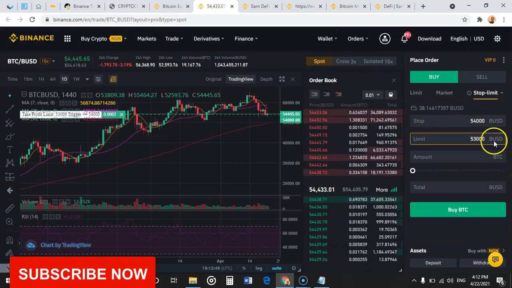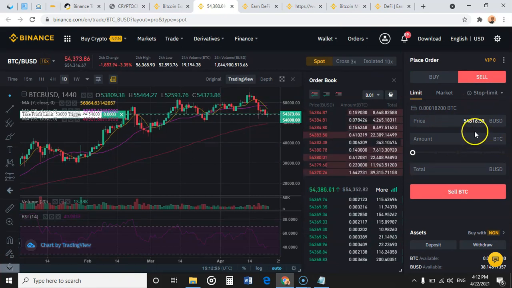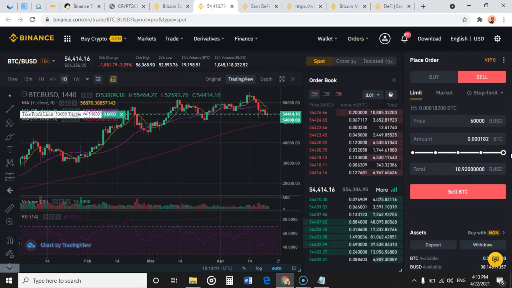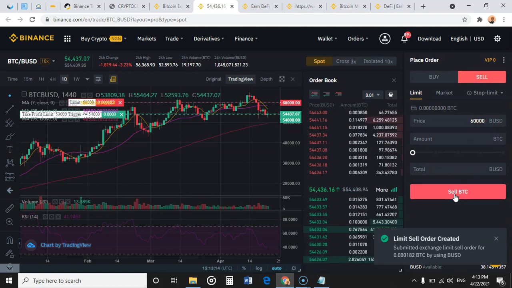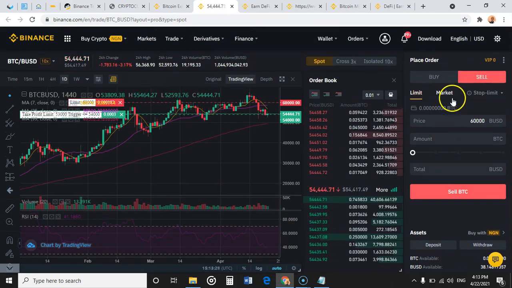Now, the same thing applies to sell. Everything that applies to the limit order also applies to sell. Now, I can decide to sell. The Bitcoin that we have is about 0.00182. So I can come here and decide to sell this for $60,000. It's my choice. Then I'm going to drag this to 100%, then I'll say sell BTC. So if you say sell BTC, definitely there is an order to sell BTC for you at $60,000. Do you get it? Now, that is for the limit sell order.